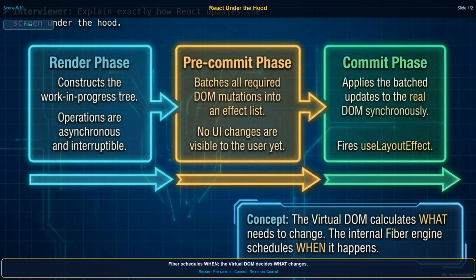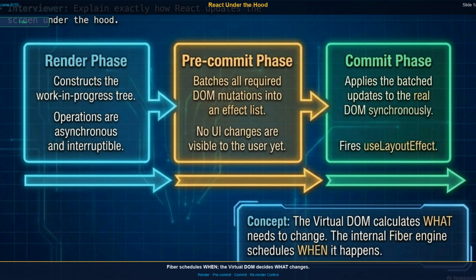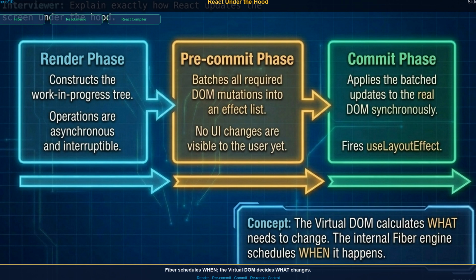When they ask how React updates the screen under the hood, walk through 3 phases in order. This is one of the highest value answers in the entire playbook. Render phase. React constructs the work-in-progress fiber tree from your component output. Operations here are asynchronous and interruptible. React can pause, resume, or abandon work to keep the main thread responsive.